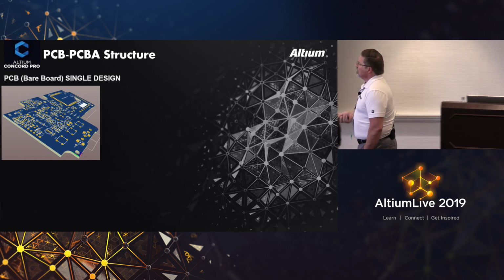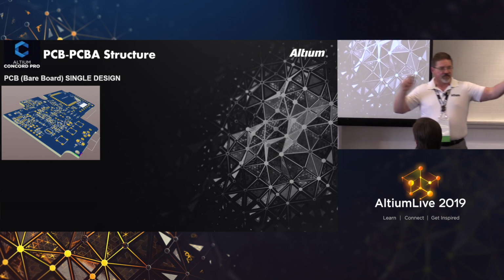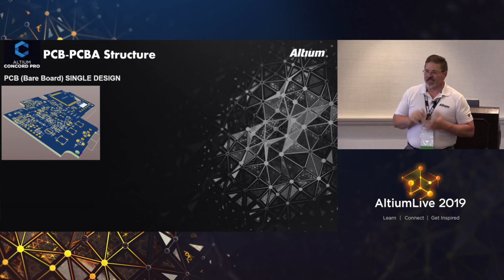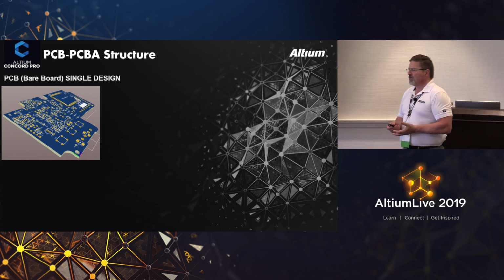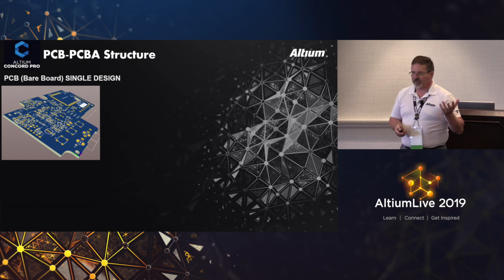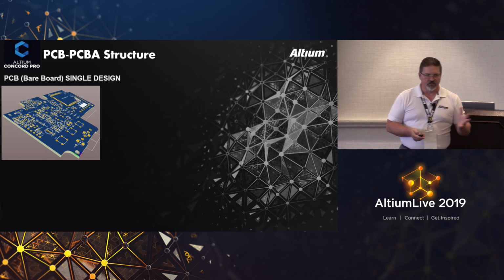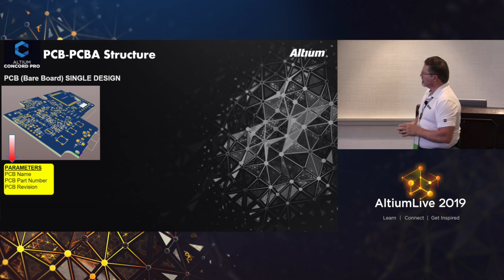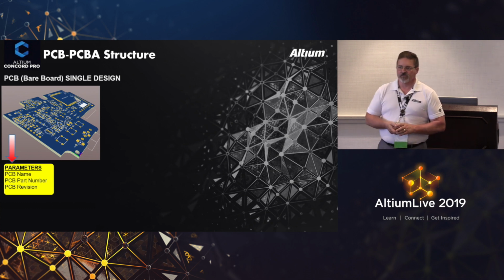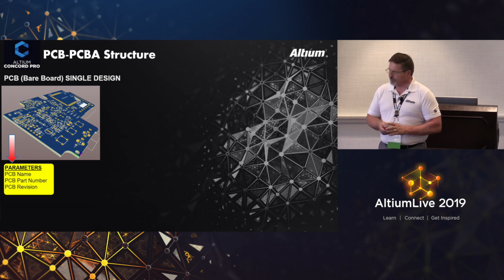So in a PCB, you're going to have 2 sides of this. Number one is you have your PCB. That is your bare board. That doesn't change. Your bare board's not going to change. That's going to keep the same copper, same everything on that design. So let's give you some parameters here. So in the PCB, you're going to have a PCB name, PCB part number, PCB revision. All right?